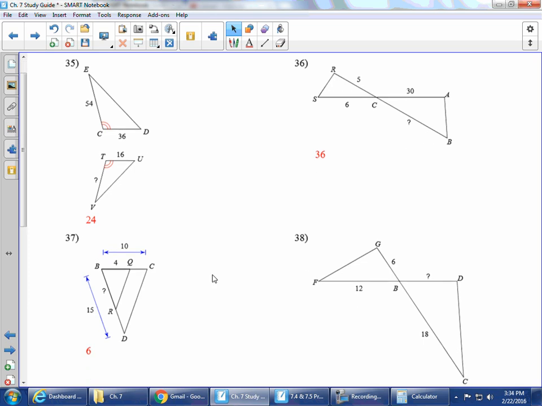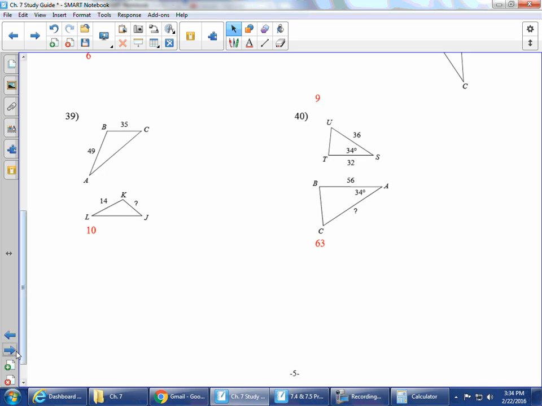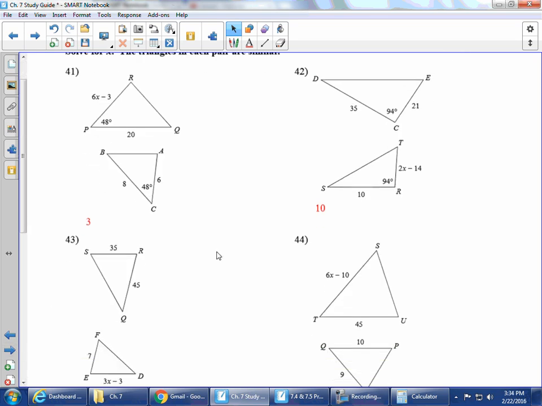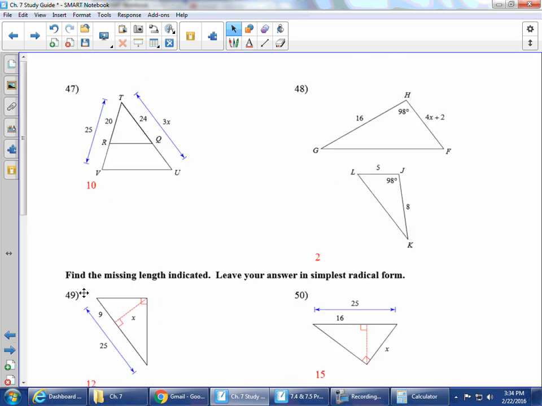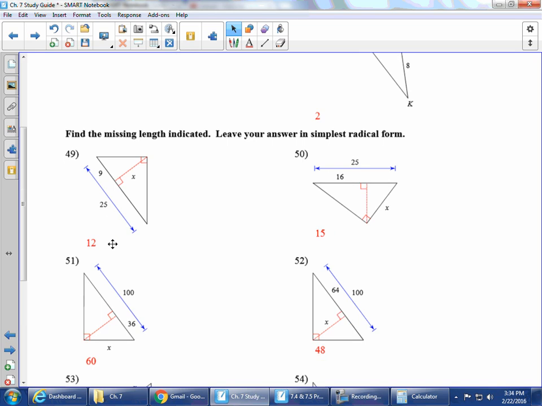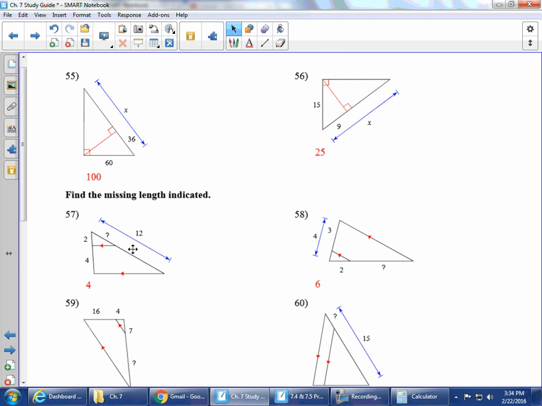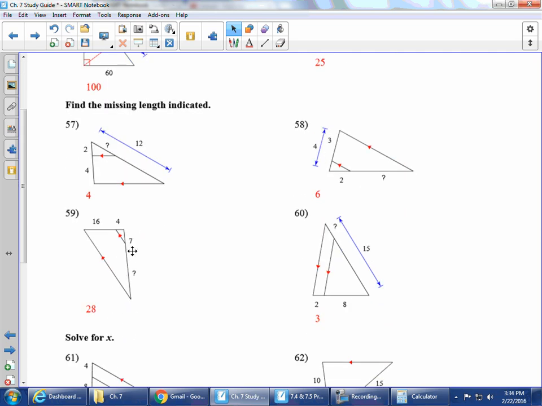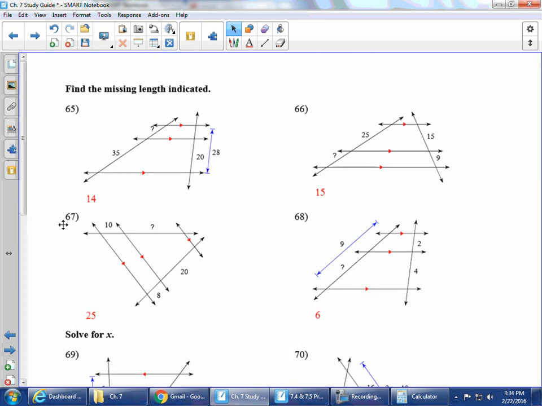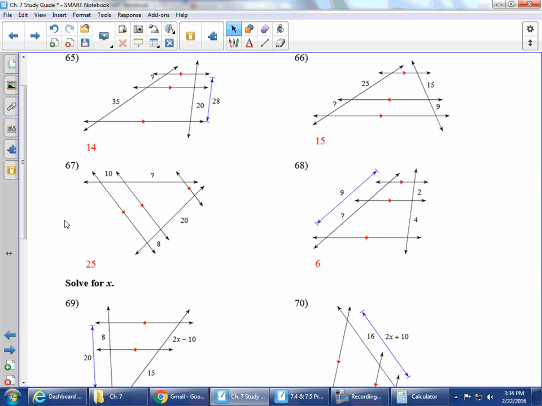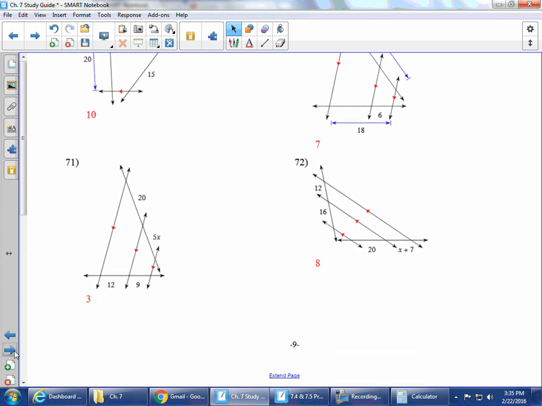Page 5. If you've not noticed, the answers are in red, these numbers down here. Page 6. There you go, like that. On page 7, and page 8. Page 9. Finally, the last page.